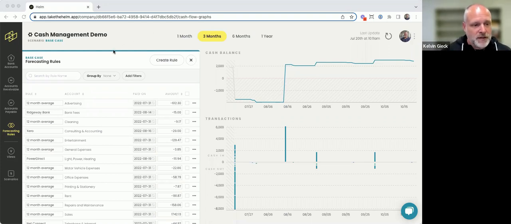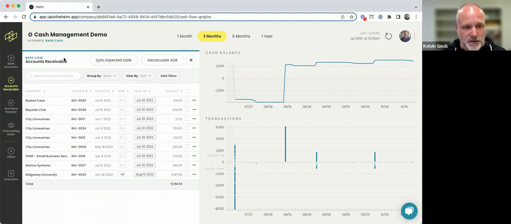And so let's talk about the AR specifically. When we were talking about AR initially, we said one key piece was timing. So part of the cash management process, the key piece of that is timing. We have features here in Helm that speak directly to that. We have a calculation called ADR, which is average days receivable. That is calculated by the system based off your accounting information about how quickly people pay you. So Ridgeway University pays in 48 days, and this is based off their past transaction history. This gives us a lot of information in terms of how people pay.